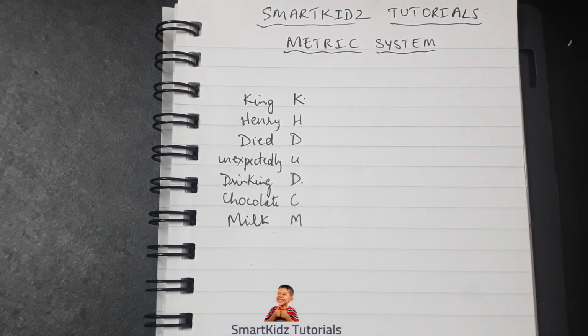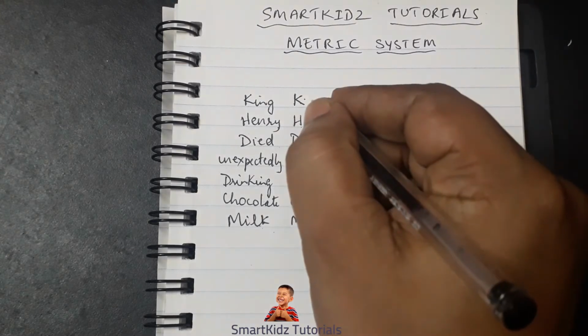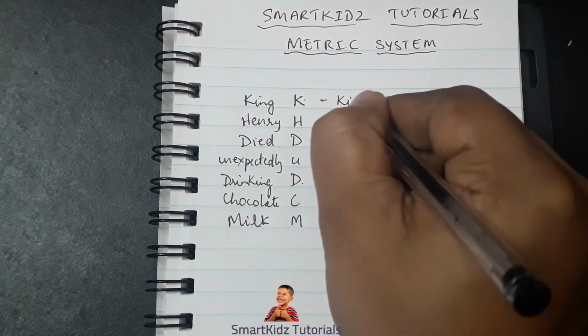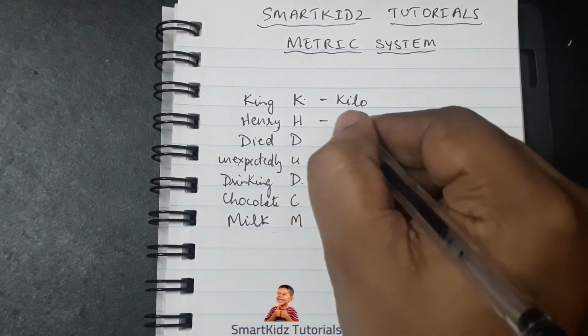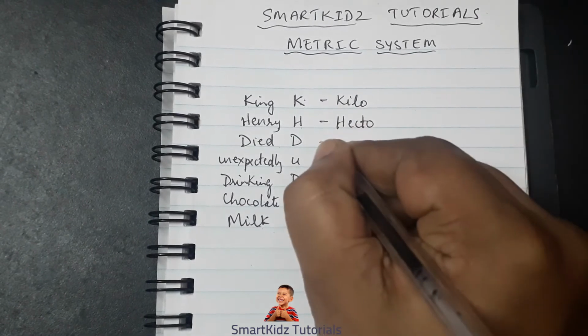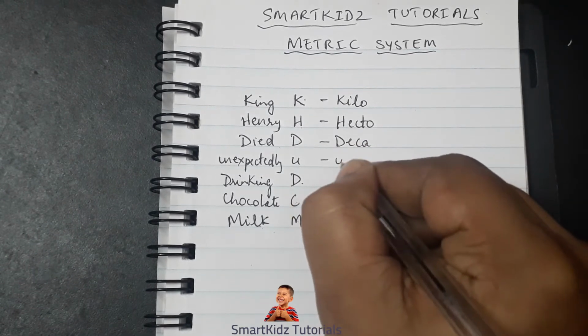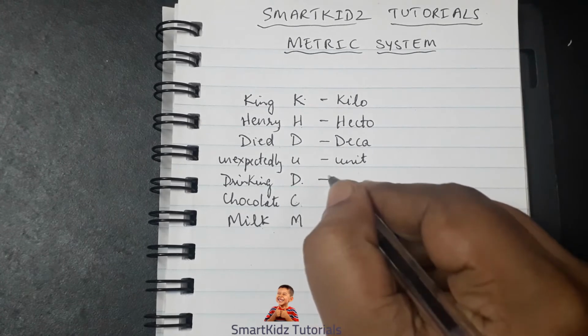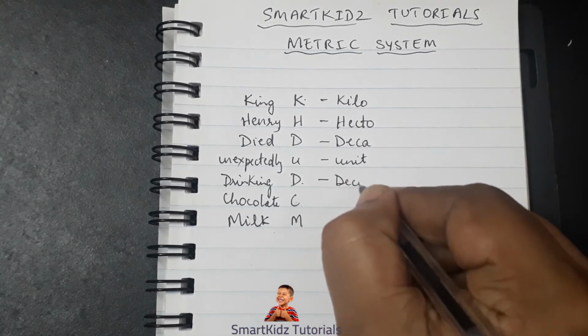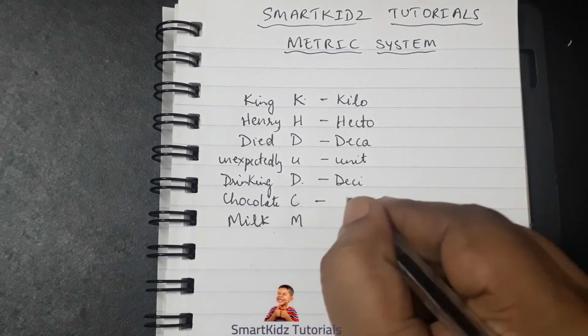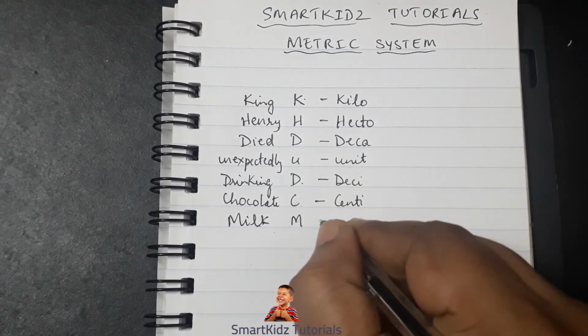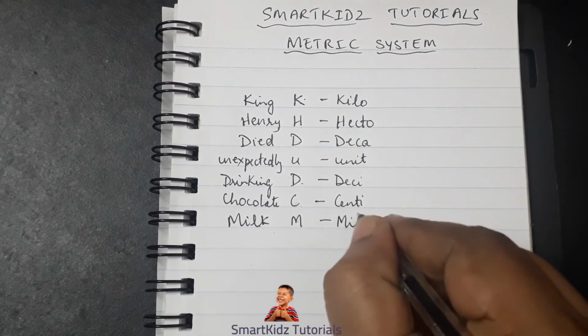So now we'll write down what K, H, D, U, D, C, M stand for in terms of our metric system. So I'll write down what it means. K for kilo, H for hecto, D for deca, U for unit, again D for deci, C for centi, and M for milli.